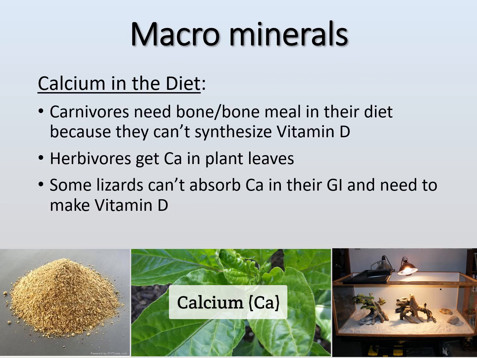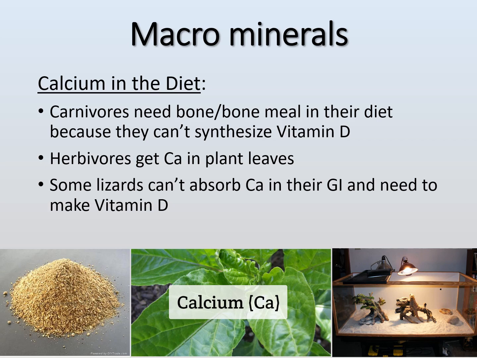So a lot of us get calcium in our diet, right? So here are some special things about calcium in the diet for certain species. Carnivores need bone or bone meal in their diet for that calcium because they can't synthesize vitamin D. So they need that high source of calcium in their diet. Herbivores get calcium in plant leaves. So plant leaves are a good source of calcium.